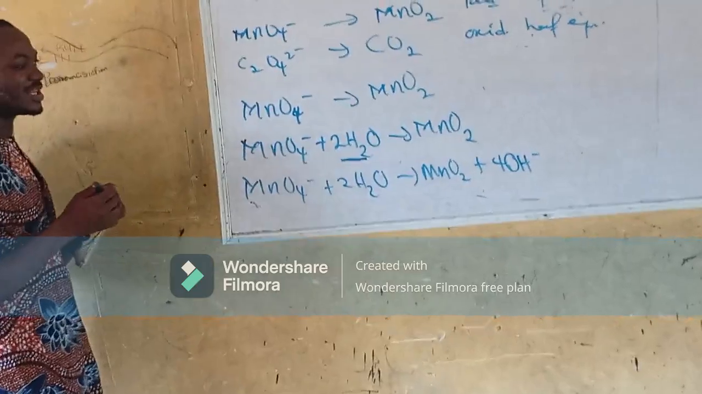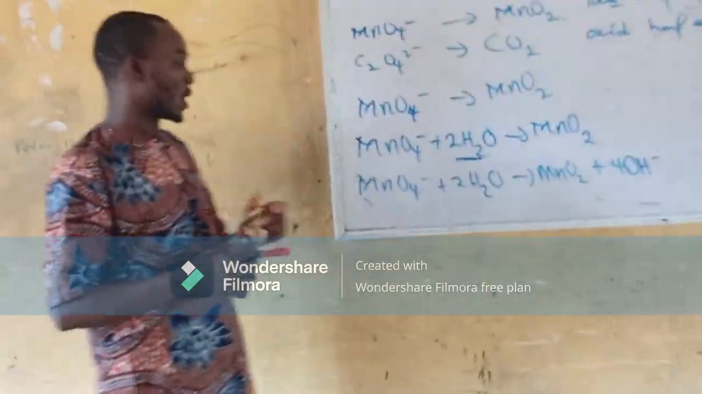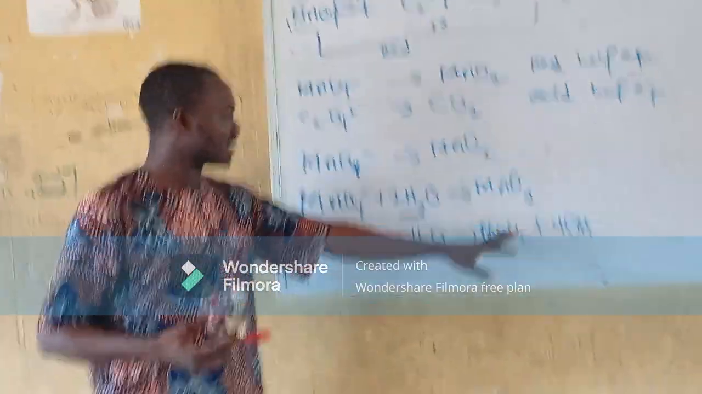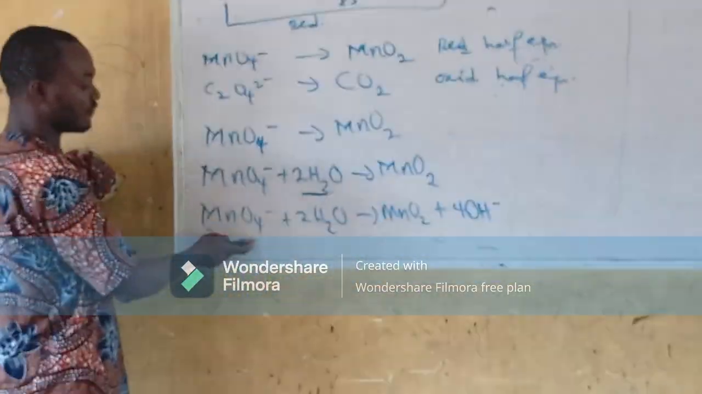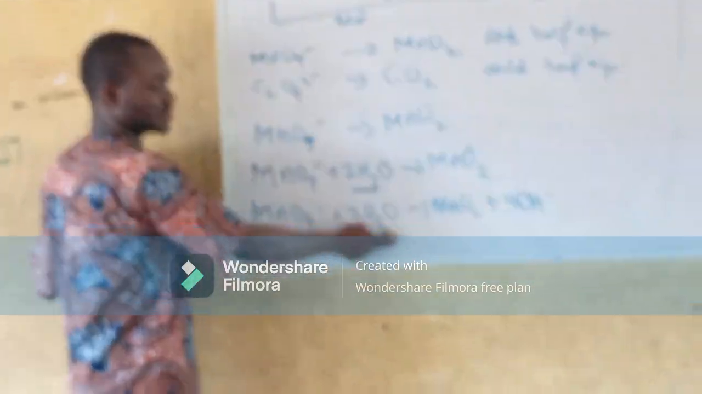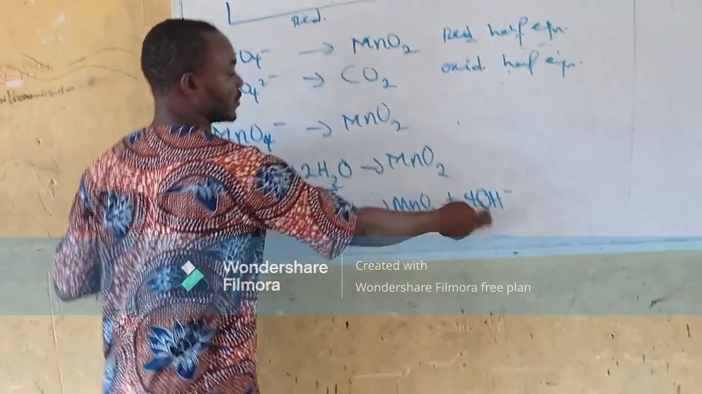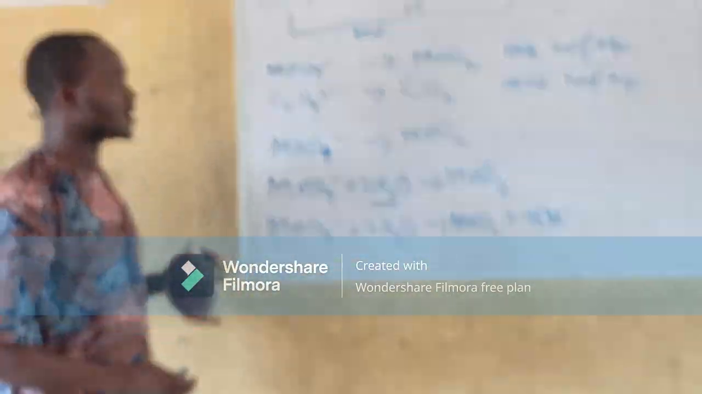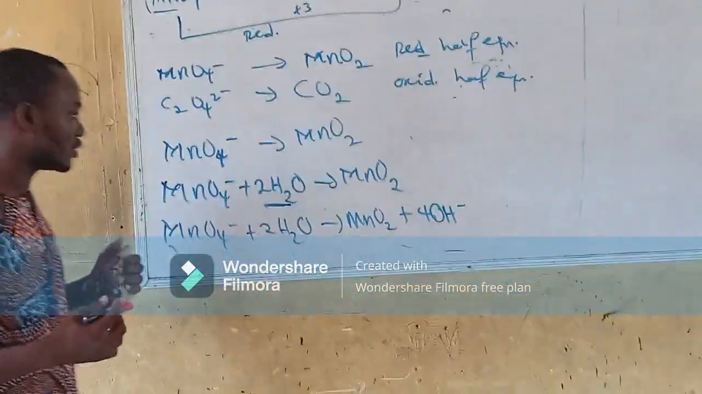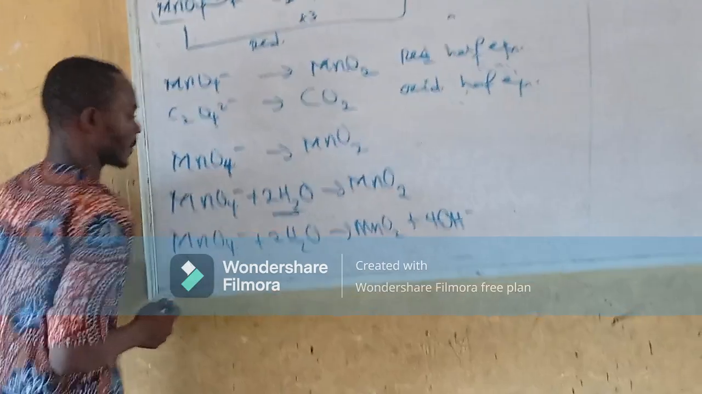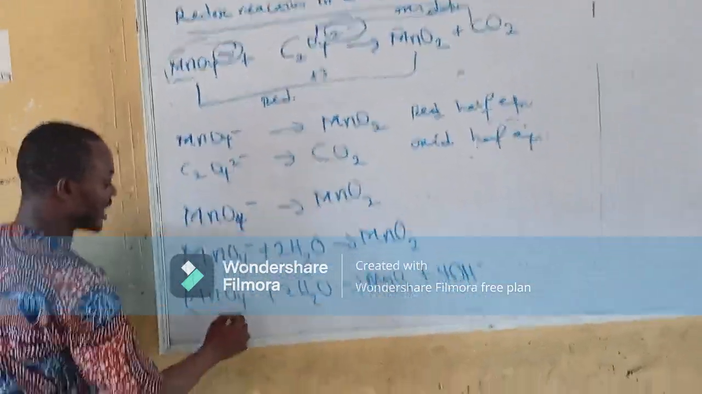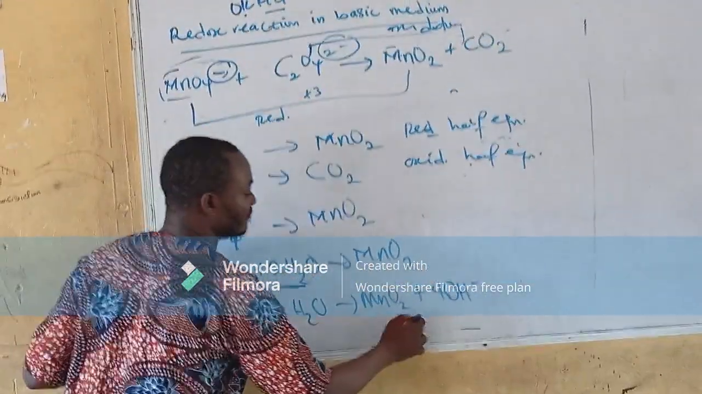Let's now check. If you look at this, you can see that the hydrogen that you have here is balanced. Now the oxygen that you have here is also balanced. Let's check. Here we now have 4 oxygen plus 2, making 6 oxygen. Here we have 2 oxygen plus 4, making 6. It's now balanced. So the next thing is for you to balance the charges. The charges are the ones you are seeing on top here. Here we have -1. Here we have -4.